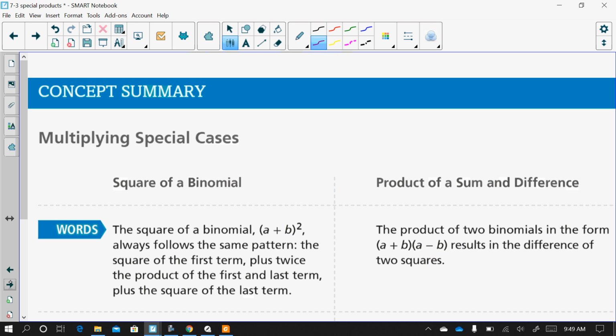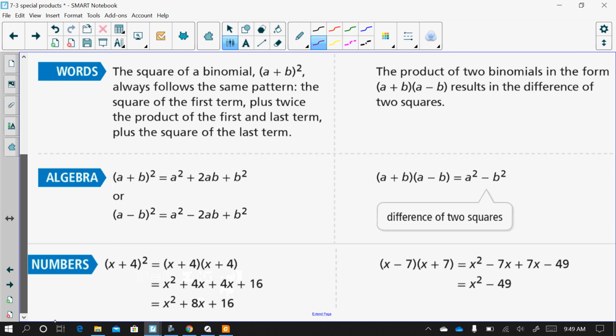Okay, and that's all I got. Remember, you can absolutely FOIL each and every one of these. You do not have to use the shortcut. Okay, so that's just showing there.